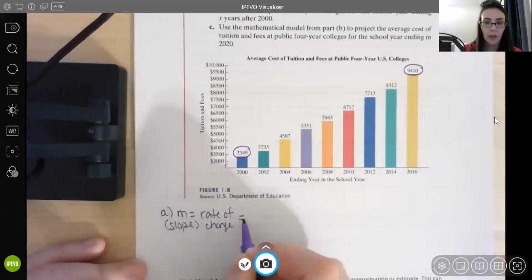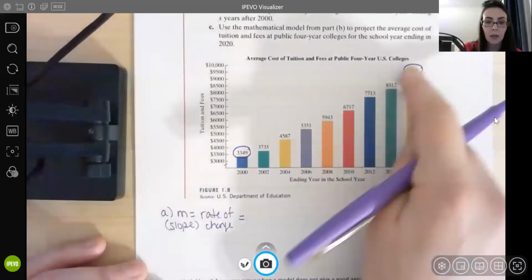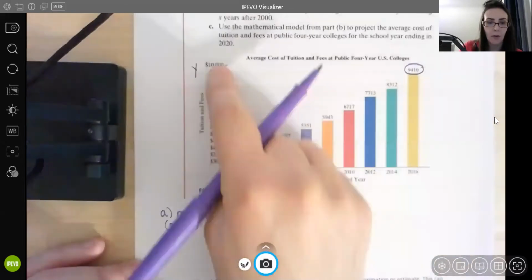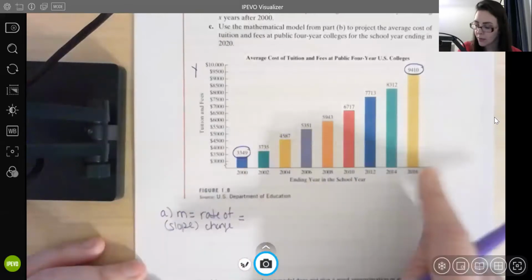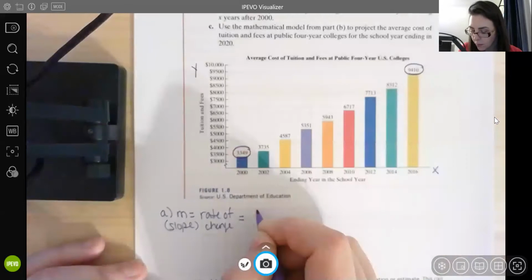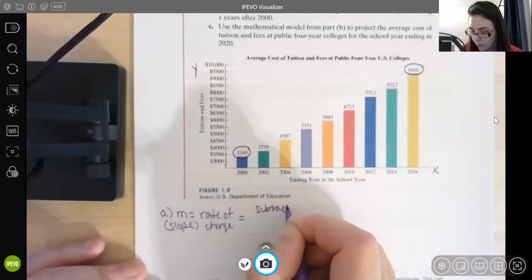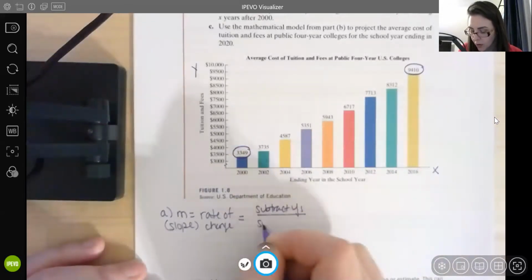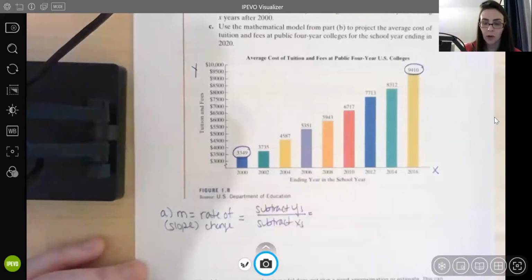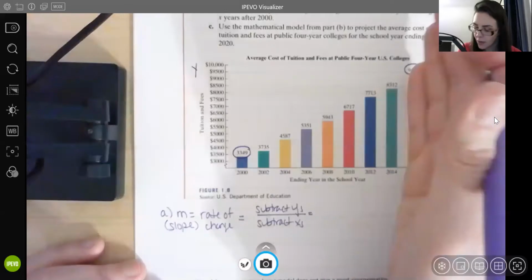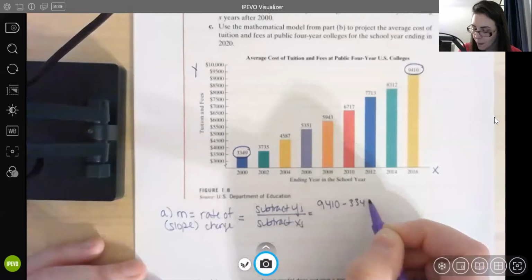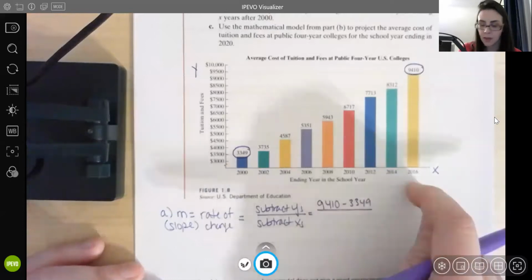And to do that, what we're going to do is we're going to subtract our two heights. So these would be our y values, right? This is our y-axis goes up and down, and your x-axis goes left to right. So what we're doing is we're subtracting our y values, and then we're going to subtract our x values. And you just want to make sure you do it in the same order. So if I start here with the 9,410, I'm going to make sure I start here with the year.